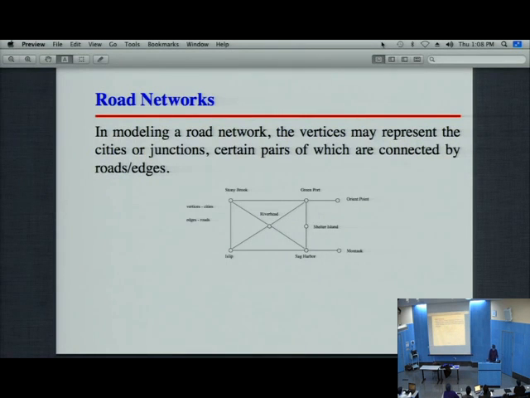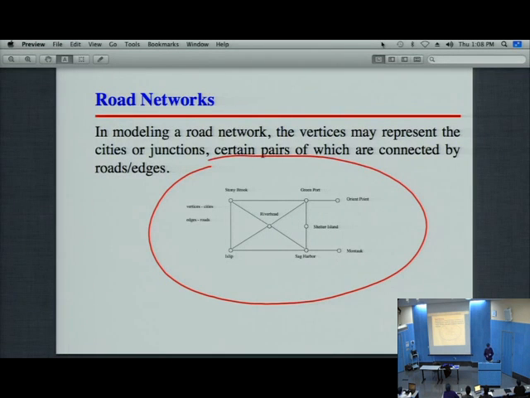Here is an example of a network. This is a road network, where the vertices represent cities. And there is an edge if there is a direct road between those 2 cities. Does everybody see this? The vertices are cities, the edges are roads. Why might one want such a network? Why would someone care about thinking about this thing as a graph? Yeah. So a GPS thinks of this as a graph.